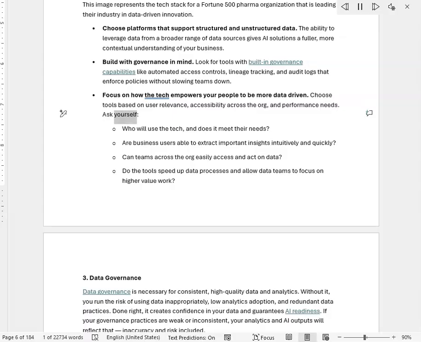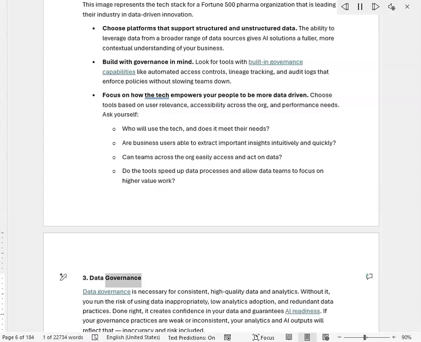Ask yourself, who will use the tech and does it meet their needs? Are business users able to extract important insights intuitively and quickly? Can teams across the org easily access and act on data? Do the tools speed up data processes and allow data teams to focus on higher value work?